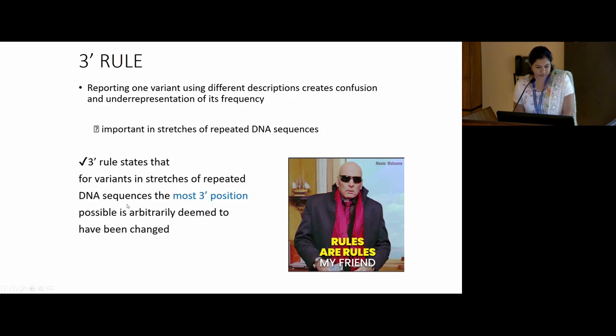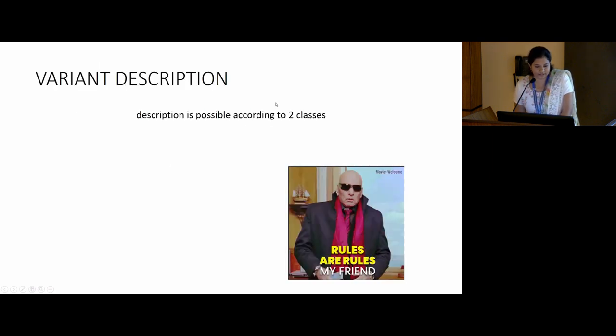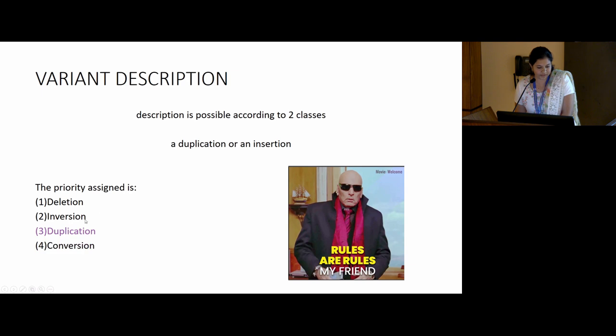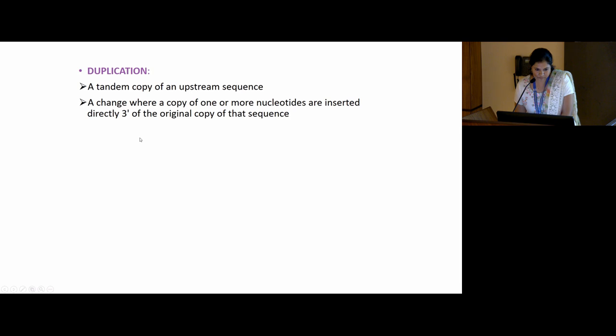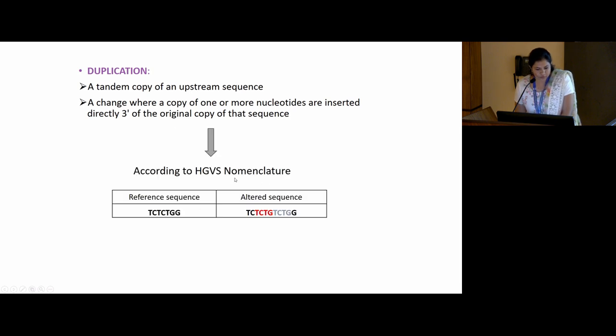The 3' rule states that for variants in a stretch of repeated DNA sequence, the most 3' position possible is deemed to have been changed. The second rule we didn't follow was variant description. As Sir said, it could be described in two classes, a duplication or an insertion, but priority is assigned to duplication. So according to HGVS nomenclature, this will be the original sequence and this will be the duplicated sequence at the 3' end.